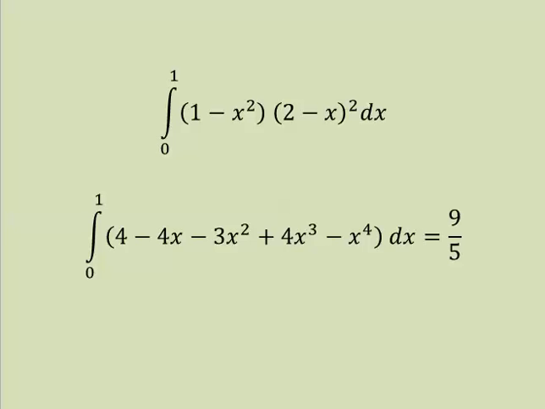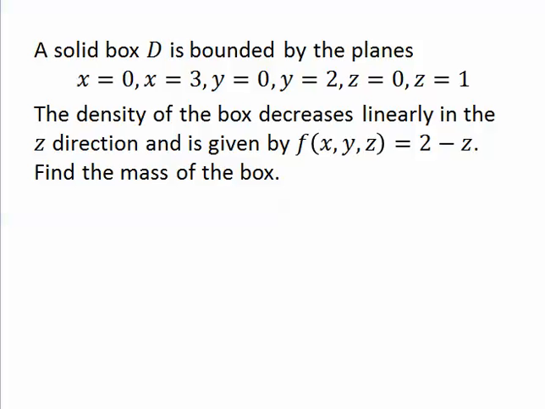And let's start a new example now. A solid box D is bounded by these 6 planes. The density of the box decreases linearly in the z direction. Find the mass of the box. Set up the triple integral.